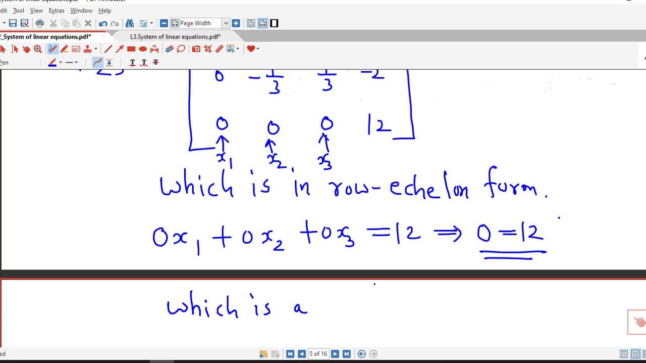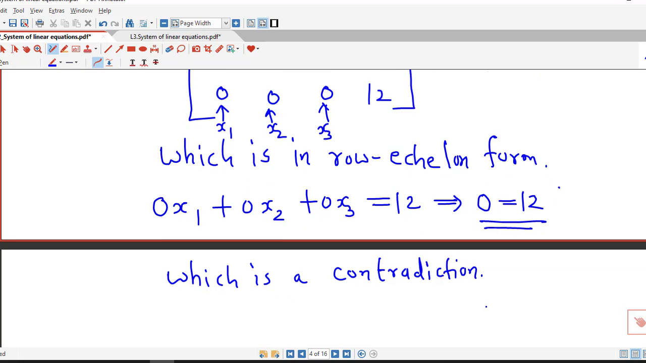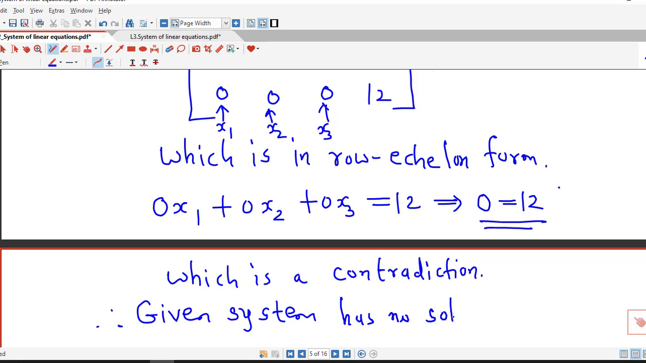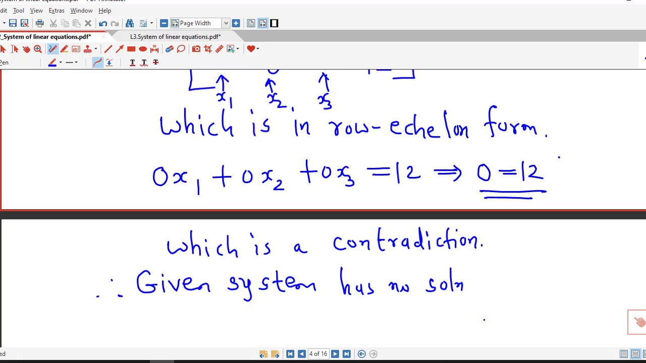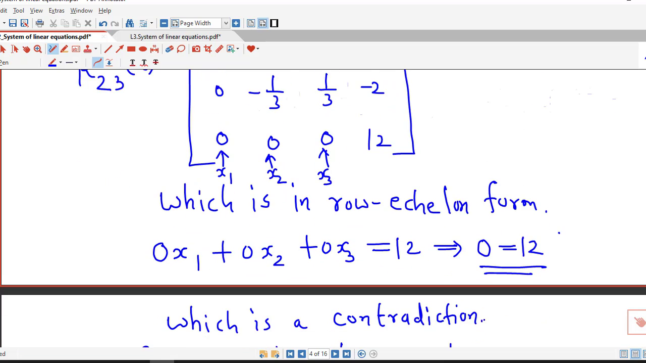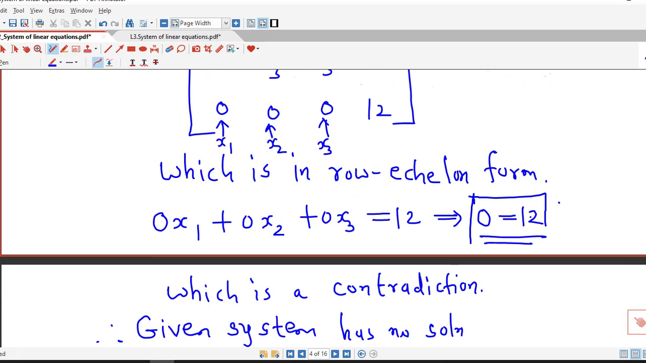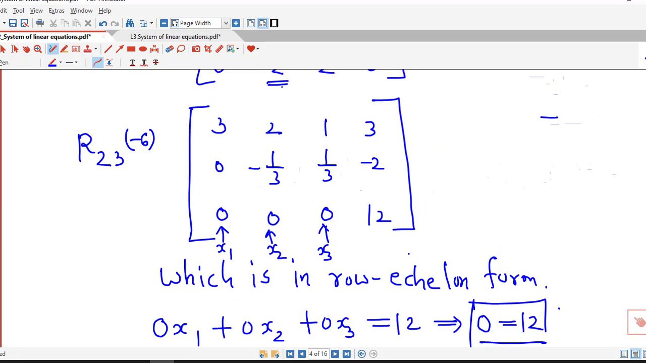which is a contradiction. So therefore given system has no solution. No solution, because whenever system has no solution, you will have this type of contradiction. So 0 equal to 12 is not possible, therefore given system has no solution.